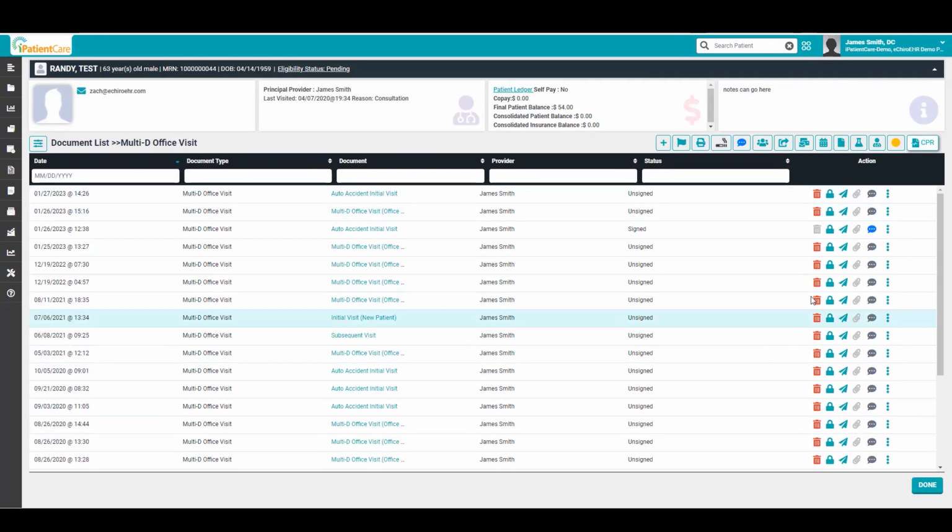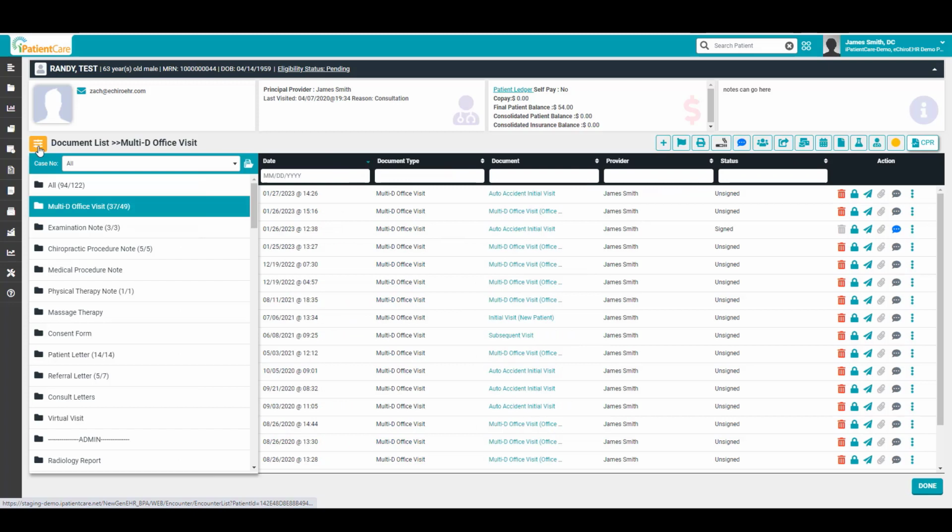Now that his chart is open, we would like to go ahead and open up a new note. Now I'd like to direct your attention to the left-hand side of the screen below the picture, and you'll see what is called document list. And there are three horizontal lines, each with a dot in them. When you click on that, it will open up the different types of notes that are developed for you or that you can go ahead and customize for your practice.